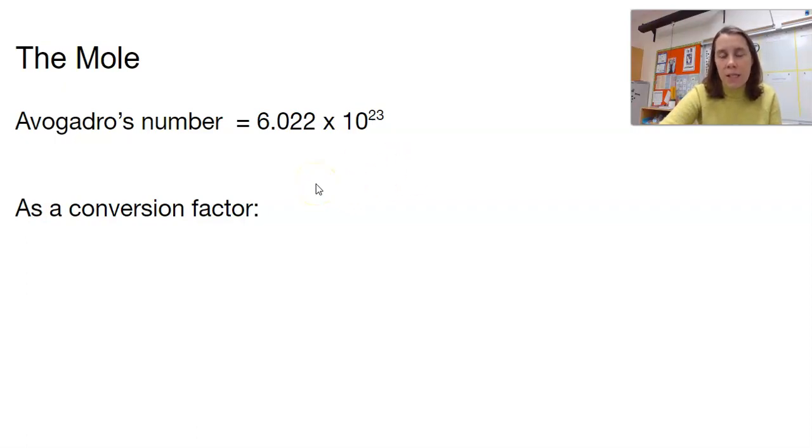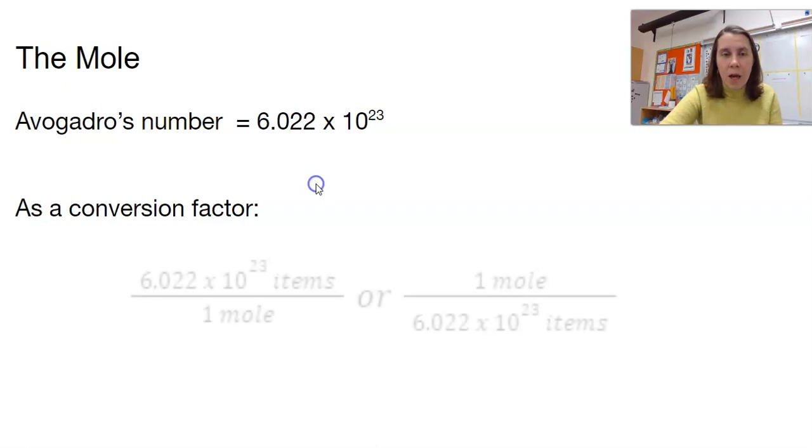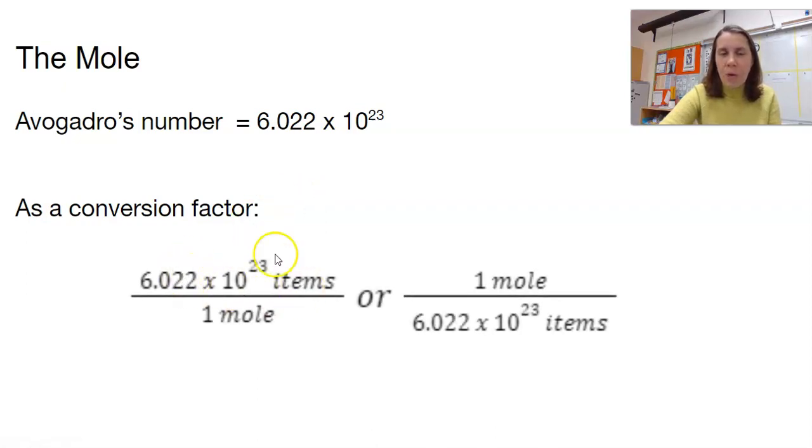So if we want to write it as a conversion factor, like we were doing in the previous lesson, that would be 6.02 times 10 to the 23rd items. Could be atoms, could be molecules, could be ions, could be basketballs, in 1 mole, or 1 mole is 6.022 times 10 to the 23rd items. Sometimes you'll see this as just 6.02. It's just fewer significant figures, but it's the same.